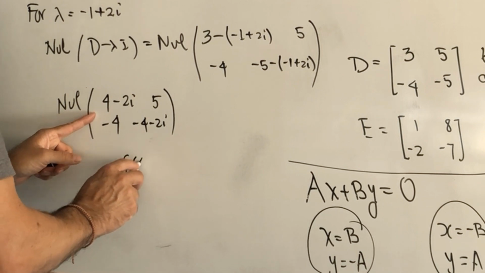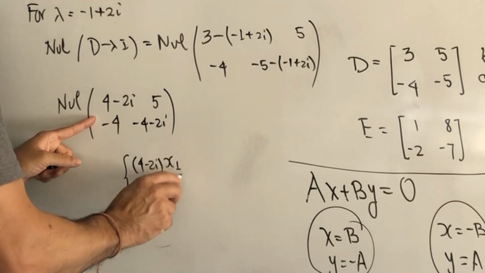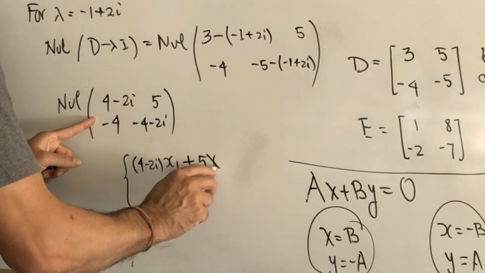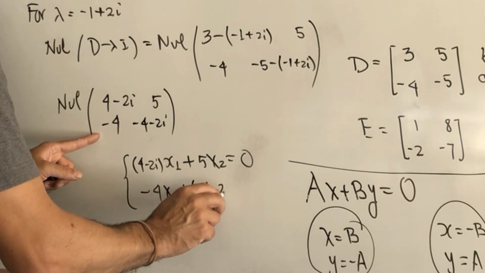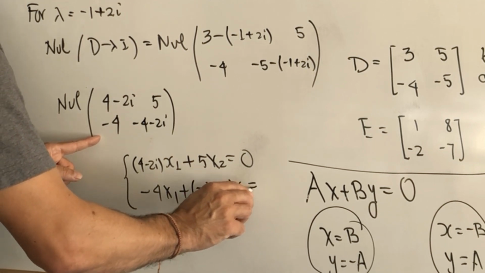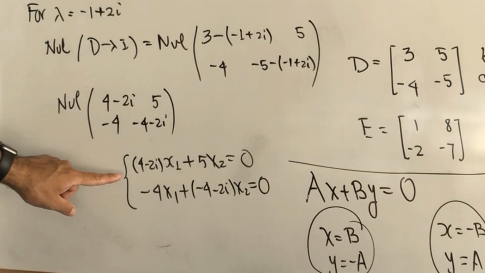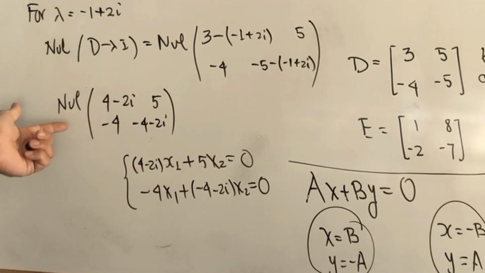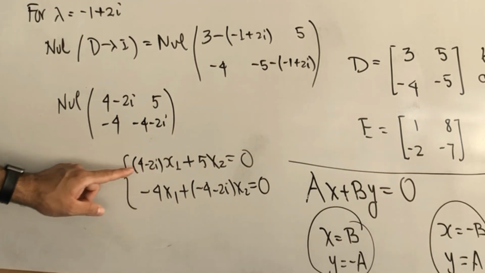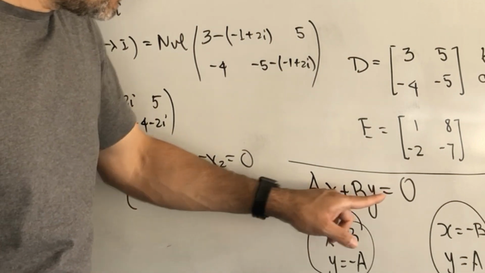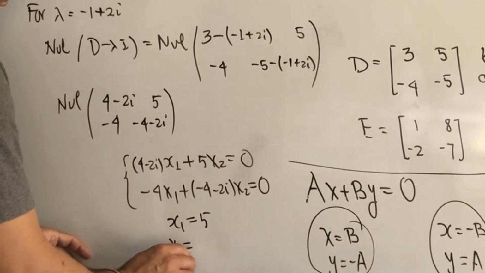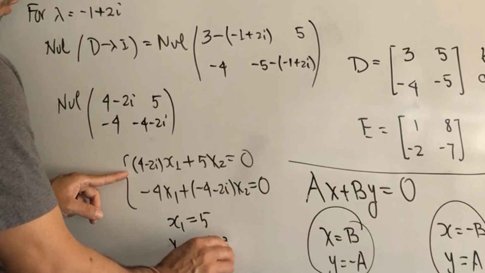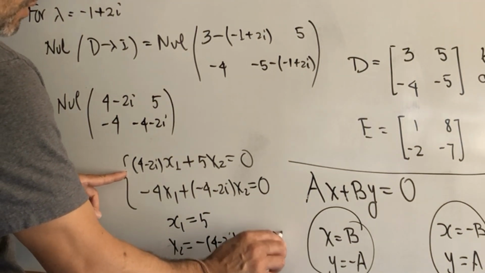Then we need to solve this system. The system would be (4 minus 2i) times x1 plus 5x2 equals 0, and -4x1 plus (-4 minus 2i) x2 equals 0. We need to solve this homogeneous system. But we know that this system has at least one non-zero solution, and that the whole null space is just multiples of that non-zero solution. But how can I pick a non-zero solution of the first equation? I can take x1 equal 5 and x2 equal -(4 minus 2i), which is -4 plus 2i.